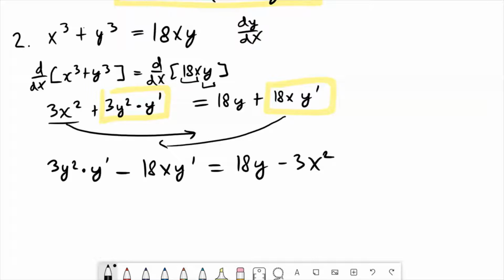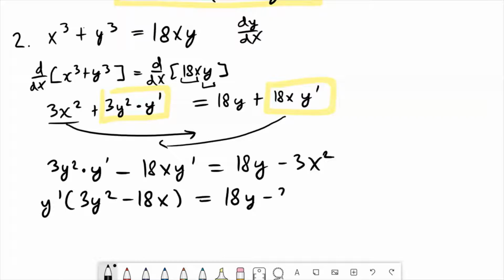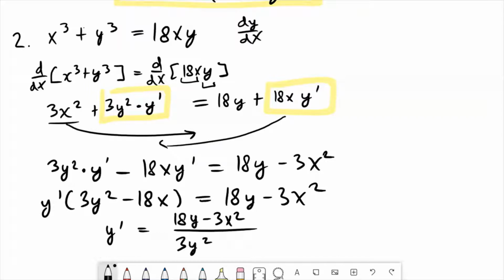And then now I can just factor out a y prime: 3y squared minus 18x, and then we keep the right hand side the same, and then I solve for y prime. Y prime is precisely equal to 18y minus 3x squared, all divided by 3y squared minus 18x, and we're done. This is the answer. So let's move on to the next one.